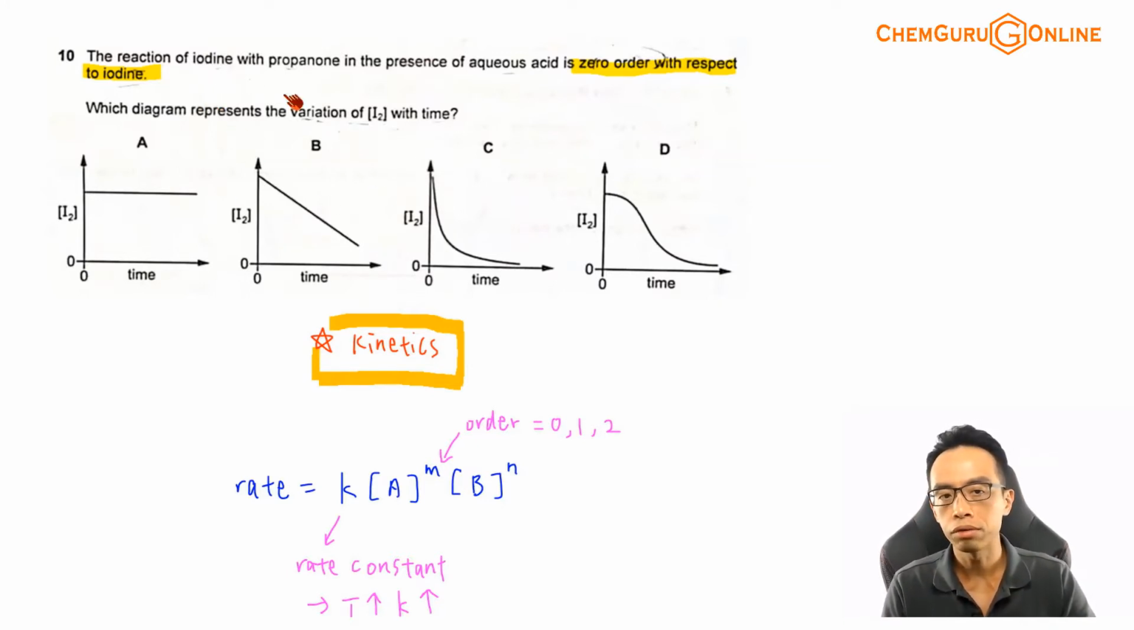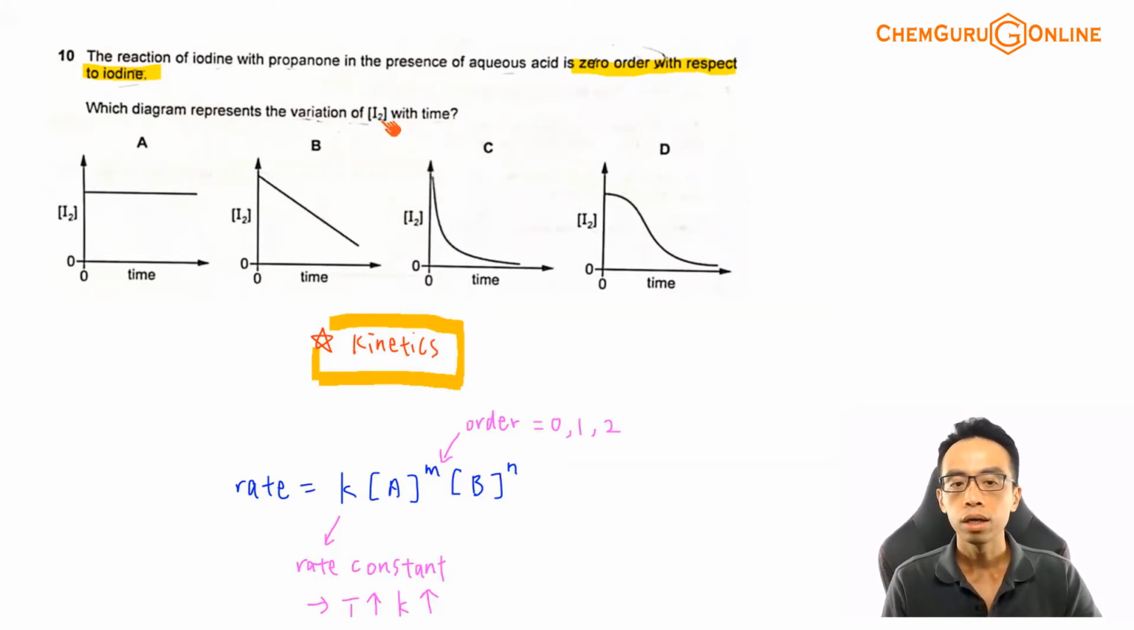The reaction of iodine with propanone in the presence of aqueous acid is zero order with respect to iodine. So the question is asking which diagram represents the variation of I2 concentration with time, and we have four options talking about the changes of the concentration of I2 as the reaction proceeds.